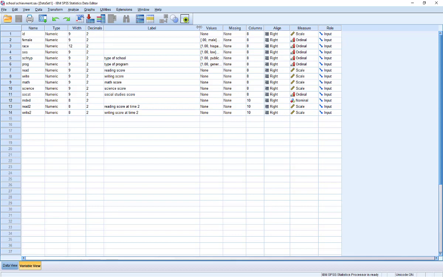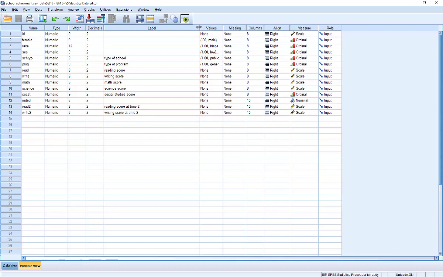And you can see here we've got a number of variables. This is actually information about students. You can see we've got things like type of school. We have demographics like female, race, socioeconomic status. We've got scores such as reading, writing, math, science, and social studies.